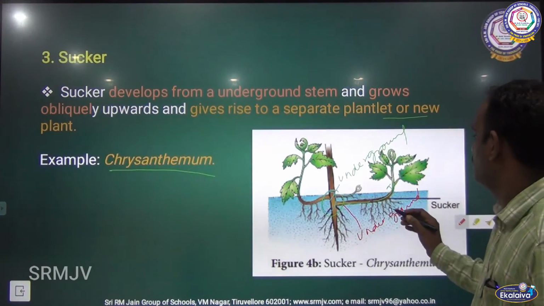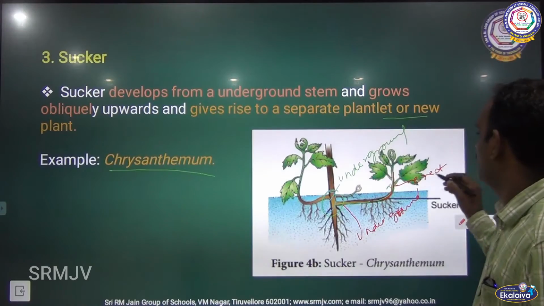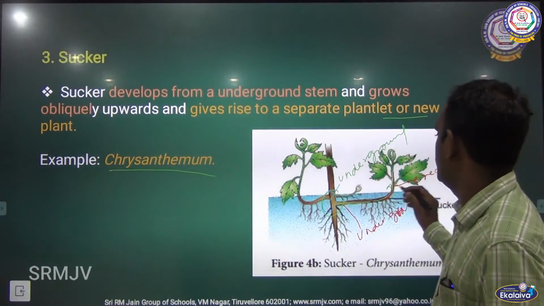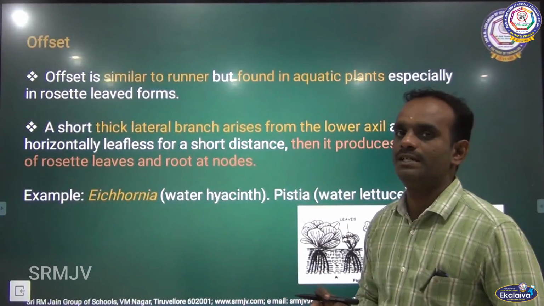Underground stem and grows obliquely upward, erect, and form a new plant. Okay, it gives rise to a separate plant or a new plant. Next we move on to the offset.